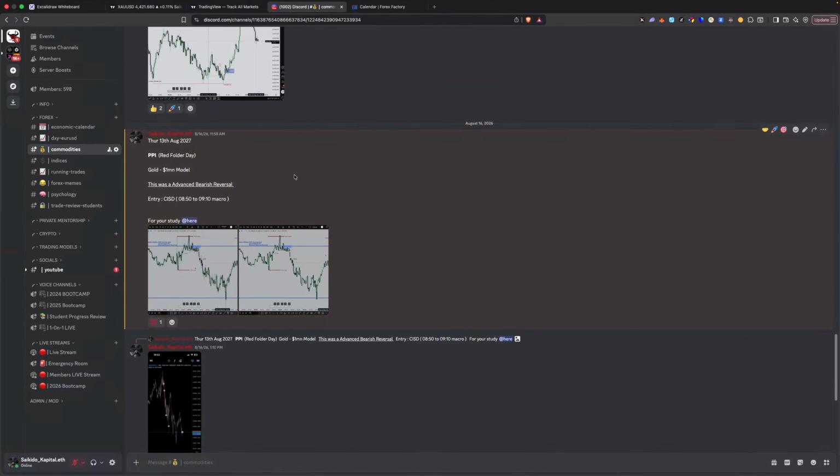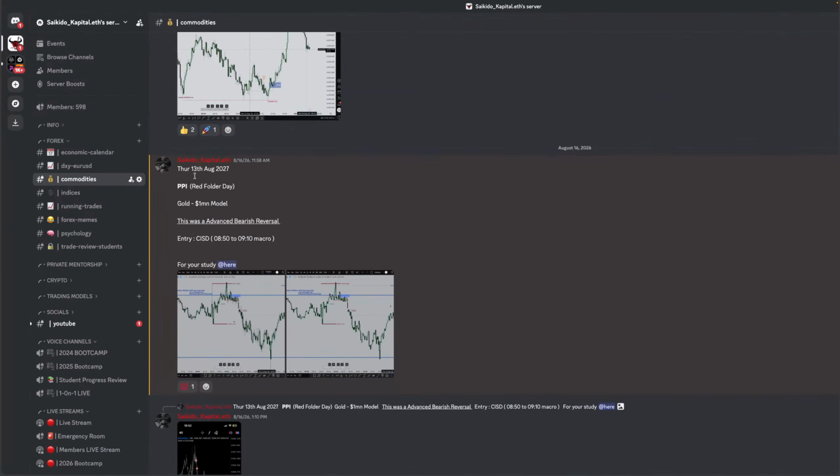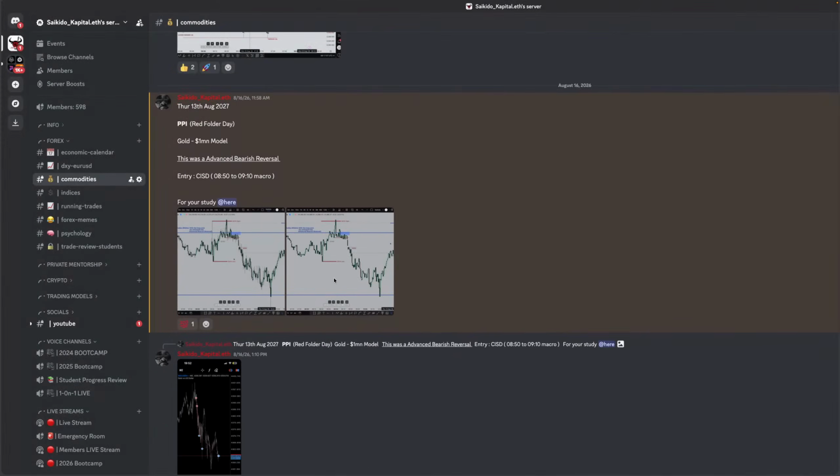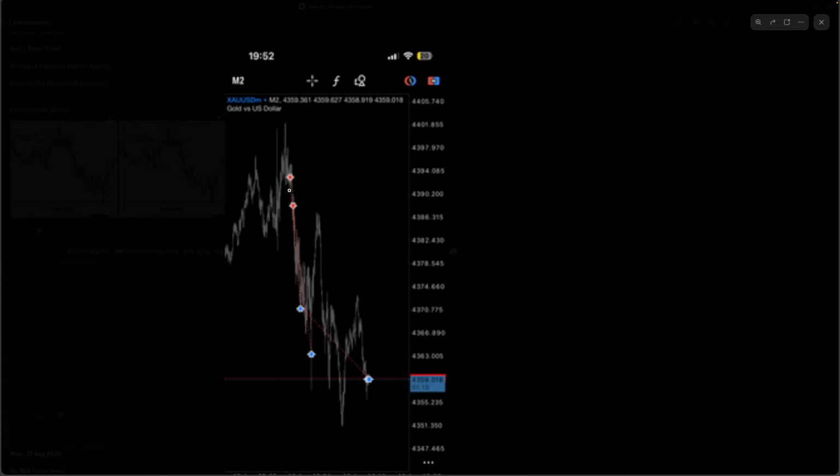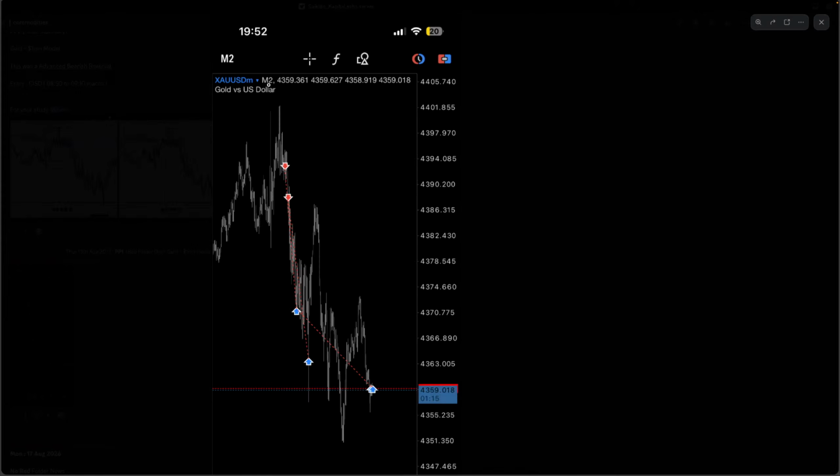And you can see here, this is me telling the guys on Discord Thursday, the 13th of August, PBI. This was an advanced bearish reversal entry, change in the state of delivery inside the macro. And this is the chart that I shared on the day. Don't worry about it. This is my execution. As soon as that candle closed, this is a 2 minute chart, so you can't really see, but it's exactly right there.